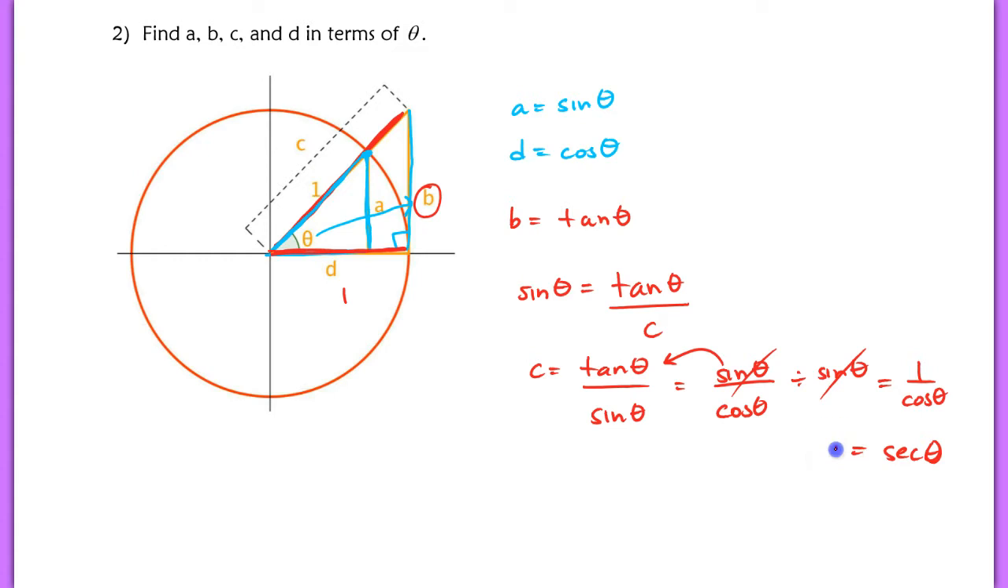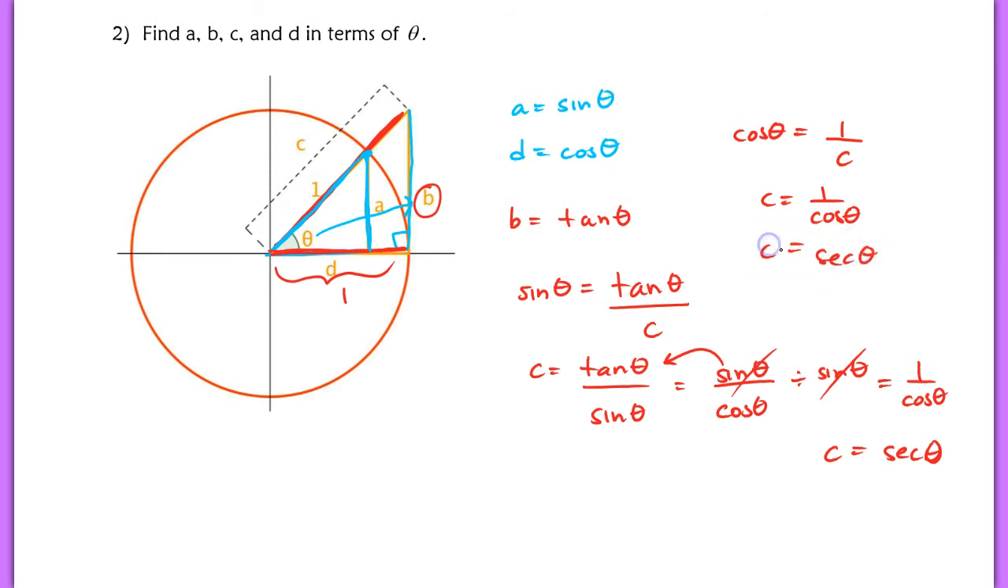So I end up with c equals the secant of theta. Now alternatively, if we had chosen to use this segment here, this 1, now I have the adjacent side and I have the hypotenuse, so I could use cosine. I could say the cosine of theta is equal to my adjacent 1 over c, and if I solve for c here, I have 1 over the cosine of theta, which is, of course, the secant of theta.